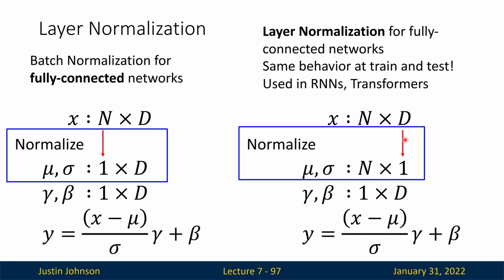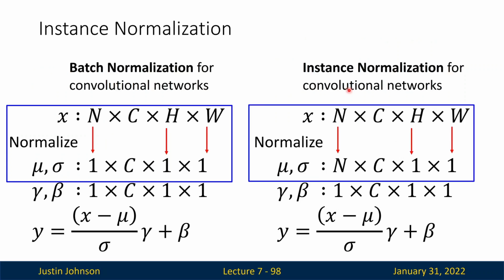Usually, we don't use layer normalization for convolutional networks, but it can be used for RNNs or transformers. And there is another normalization called instance normalization.